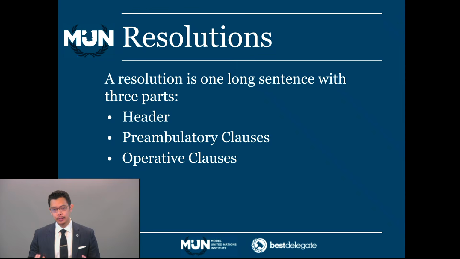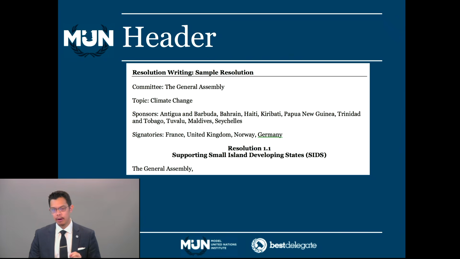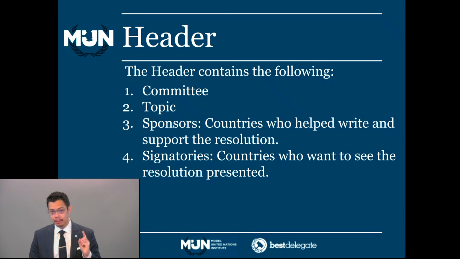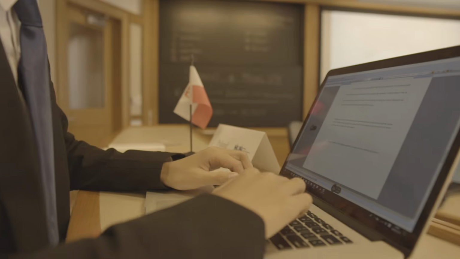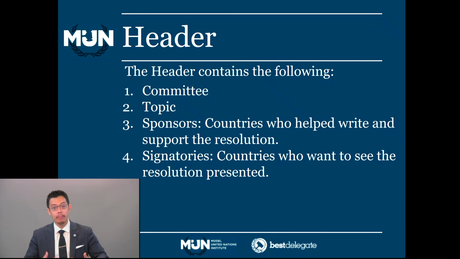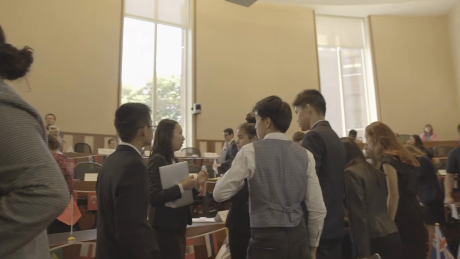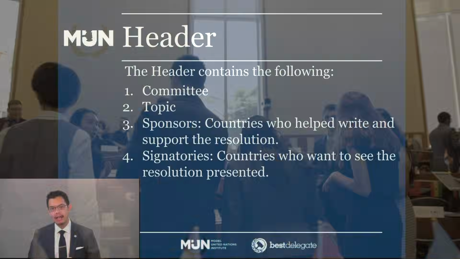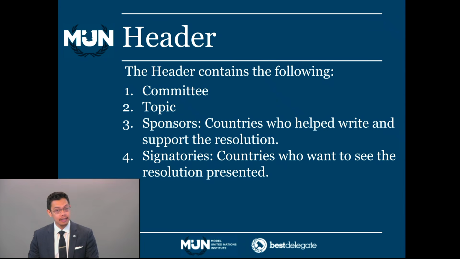A resolution at its core has three basic parts: the header, the preamble, and the operatives. The header has four components to it. It states the name of the committee, the name of the topic, the name of the sponsors, who are the students, the delegates, the countries who wrote that resolution and have agreed with it, and they are trying to promote it to get it passed. And the fourth part is the signatories, which is different. The signatories are the delegates who may or may not have been involved with the resolution, likely not, but they have agreed with the sponsors that they will see this resolution presented and debated.